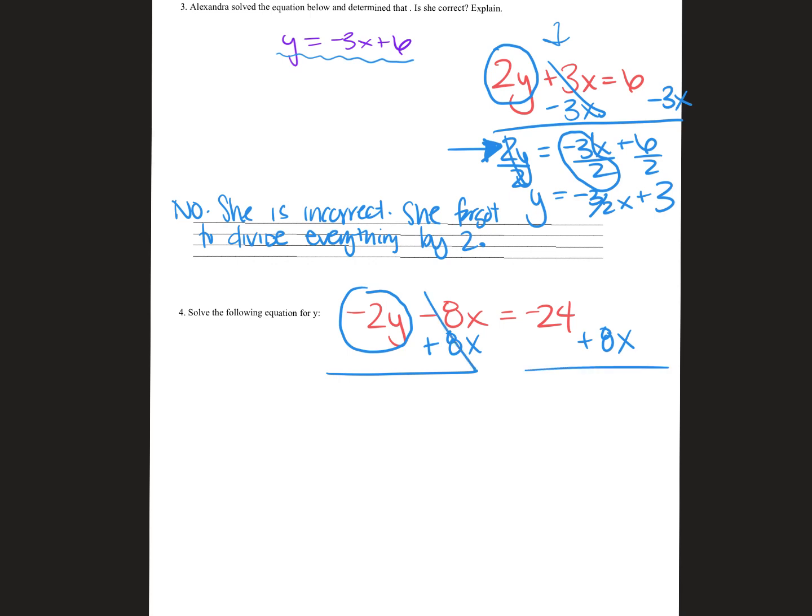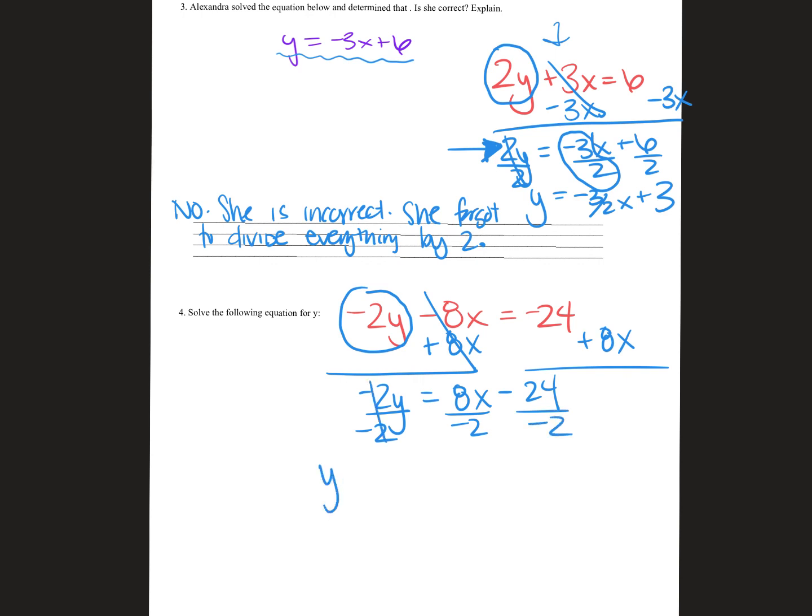We're going to bring everything down in the correct order. So the 8x comes first. It's positive. The negative 24 is next. We're not done because it doesn't say y. It still says 2y. We've got to get rid of that negative 2 by dividing every single thing in the equation by negative 2.